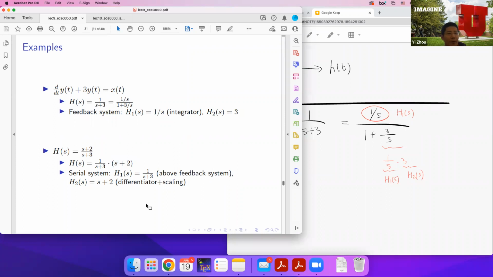So this corresponds to a differentiating system. And this constant 2 means scaling in the time domain. So it's a shift in the frequency domain, which corresponds to frequency modulation in the time domain. Okay, you can refer to the previous slides for the differentiating system.